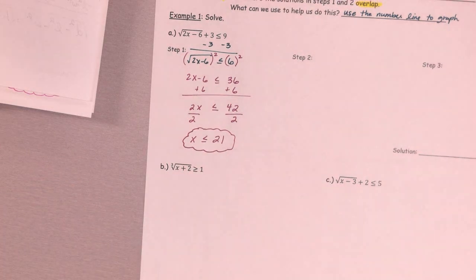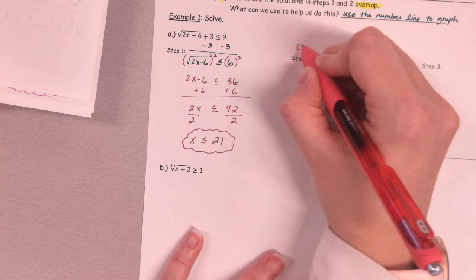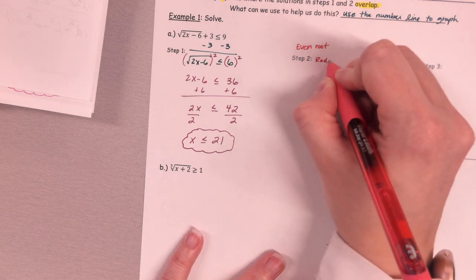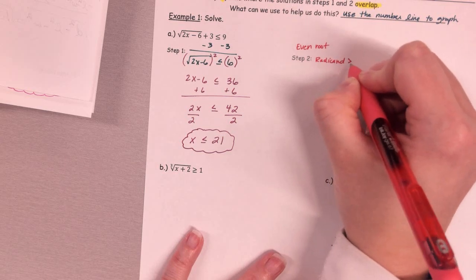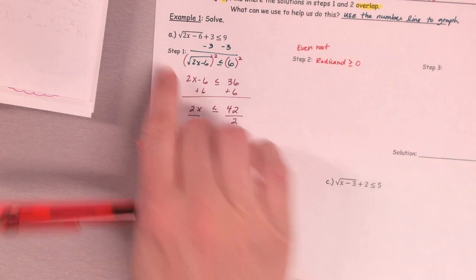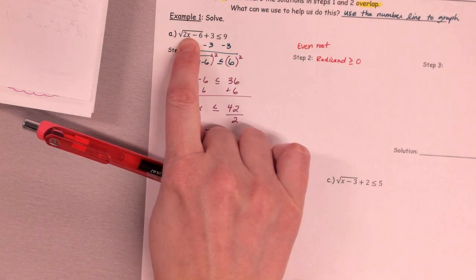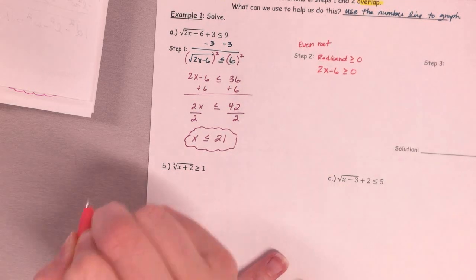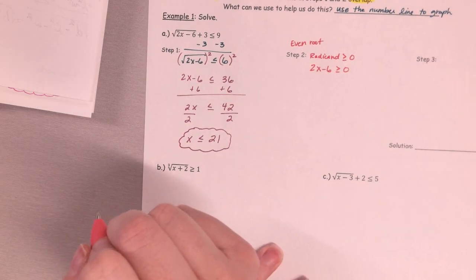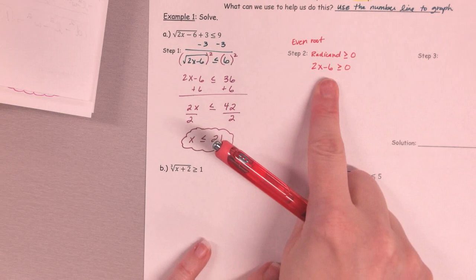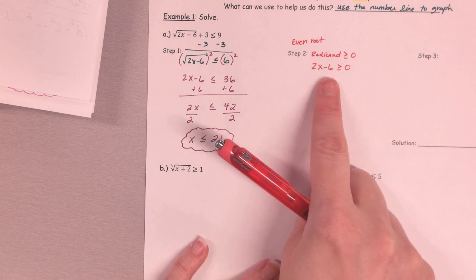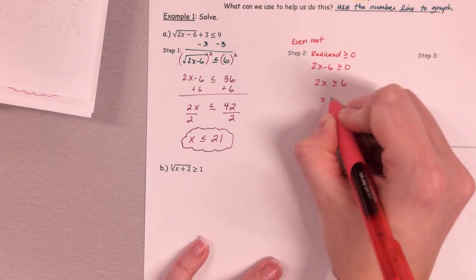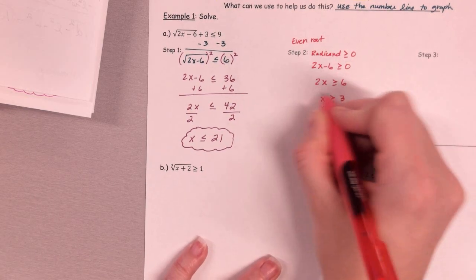Now, is this an even root? Yes, if it's an even root, we have to do step 2, which is just taking the radicand, that number underneath the radical, setting it greater than or equal to 0. So it's only what's underneath the radical. It's only that 2x minus 6. And I feel like you guys can solve things like this pretty quickly. Do you guys agree? Move the 6 over. And I'm even fine if you're just doing it like this, where you have the steps written out.